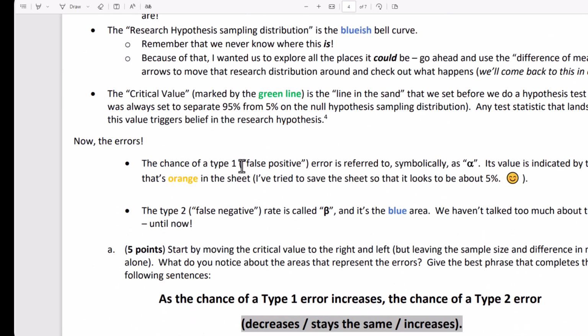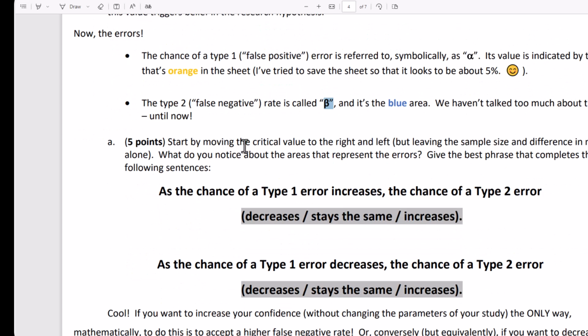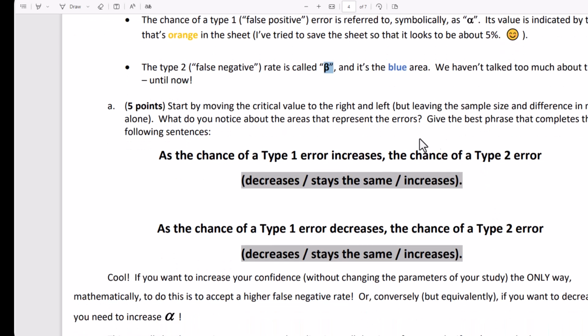Okay, chance of type 1 is the orange area. The chance of a type 2 is beta. That's the blue area. Like I said, we haven't talked too much about that. We referenced it in the third project as it dealt with probabilities, but not as it deals with hypothesis testing. So for this first question, I want you to move the critical value to the right and left, but leave the sample size and difference in means the same. What do you notice about the errors?